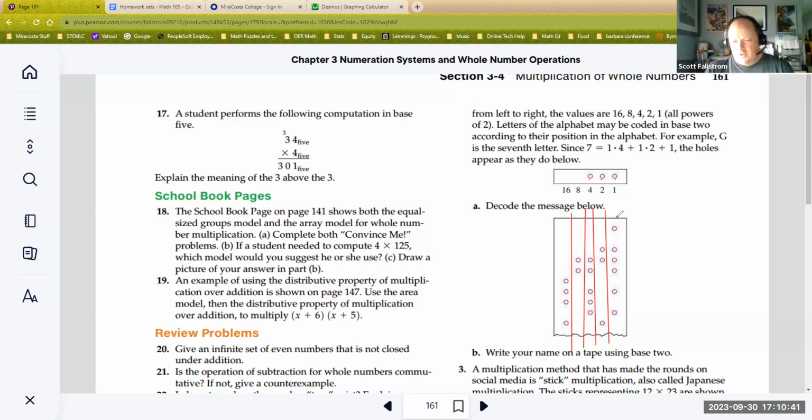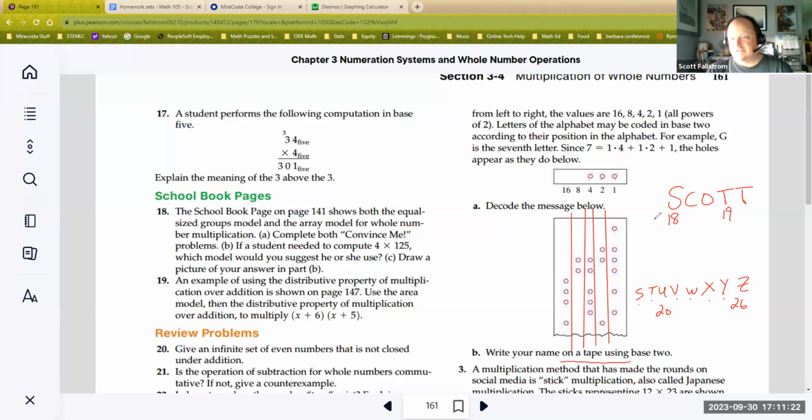This might also work well with some alphabets around the world that have a few more characters than ours. Okay, so again, it says write your name on tape using base 2. So if I'm going to give a hint, I need to find the letter of the alphabet. Well, there's 26, so the 26th would be Z. So Z, Y, X, W, V, U, T, S. Okay, so 26, 25, 24, 23, 22, 21, 20, 19, 18. So S is 18, T is 19.